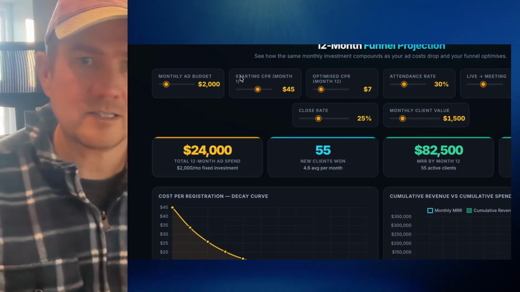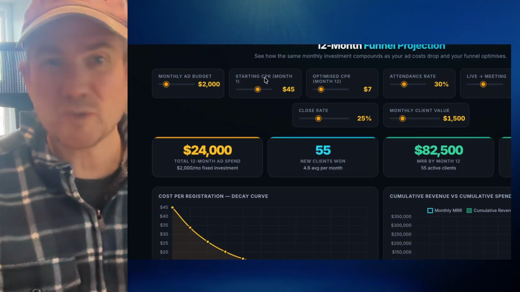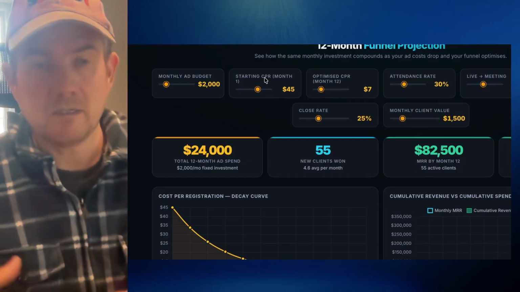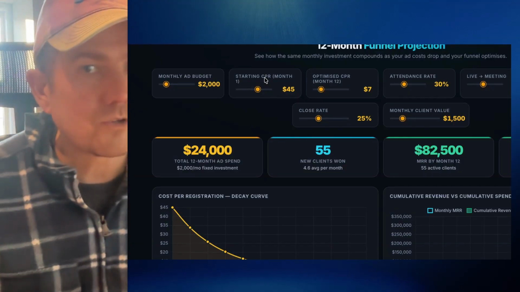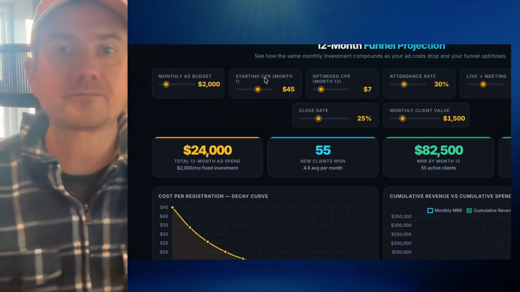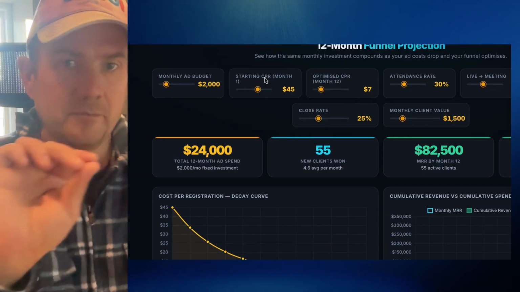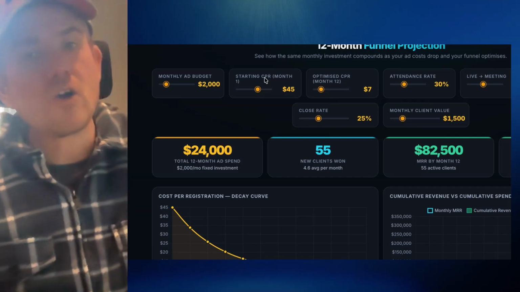And the next thing here, starting CPR, that's cost per registration. So for a webinar, we go back to the example with George. He was paying $45 cost per registration. And then, as I say, over a timeline of 12 months, that cost drops.